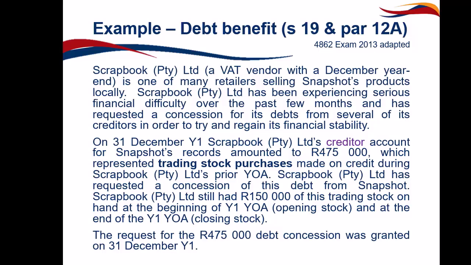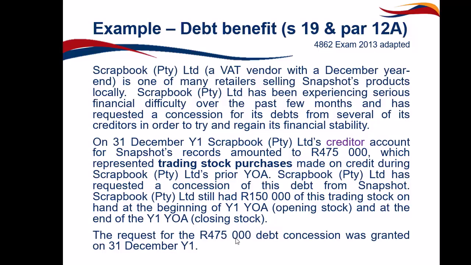Scrapbook Pty Limited still had 150,000 of this trading stock on hand at the beginning of the year of assessment, as well as at the end of the year of assessment. The request for the 475,000 debt concession was granted on 31 December of the current year. So now we have all the information that we need.